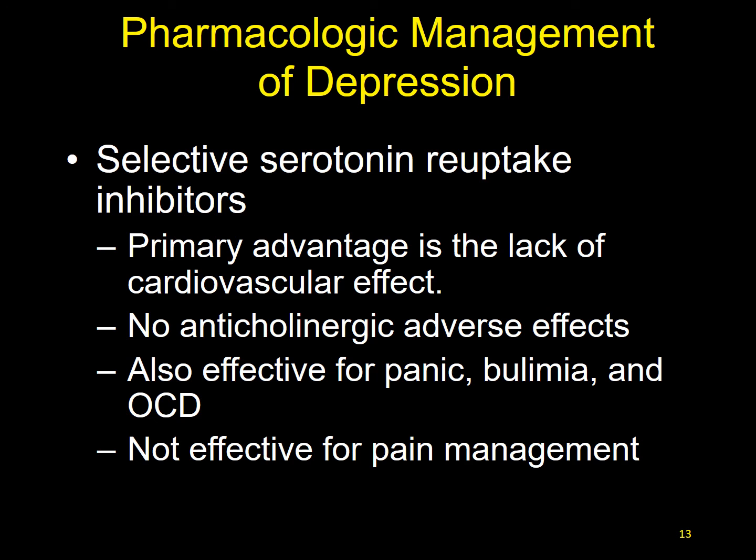The SSRIs also have been found to be effective for other mood disorders like panic, OCD, and bulimia, which are listed here. Different SSRIs have gotten FDA indications for it, but most of them, you could try pretty much any one of them. In the family of SSRIs, they all have little nuances that make one a little bit different from the other, but as a class, they are generally effective for things like panic and OCD, usually in higher doses than we use for depression.